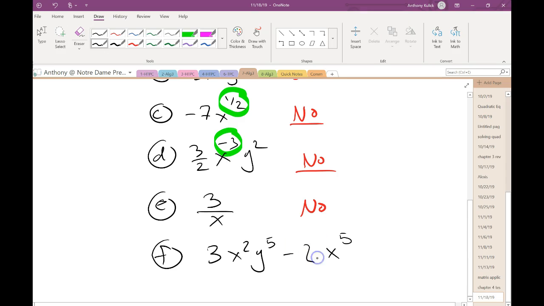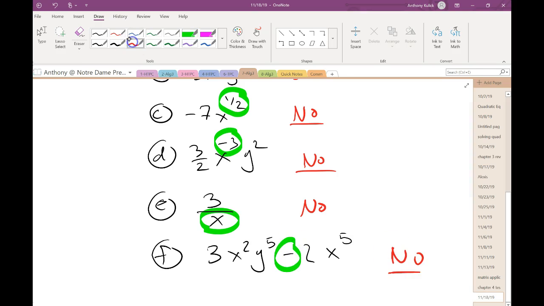How about 3x squared y to the 5th minus 2x to the 5th? What's the issue? Or is this a monomial? Yeah, no, it's not. And the issue is exactly that, is that we're not multiplying everything. We have also some subtraction going on there, right?